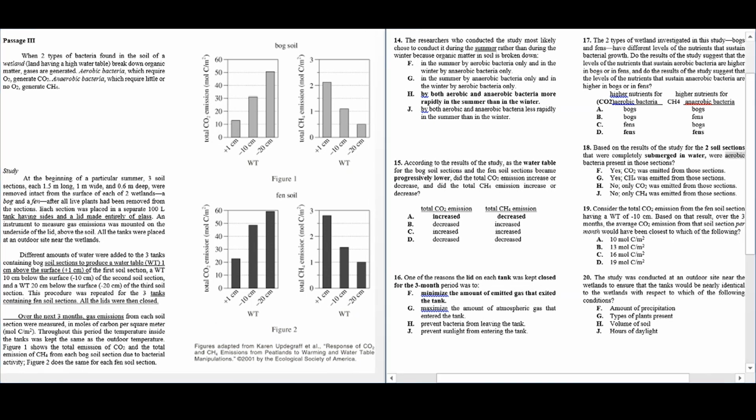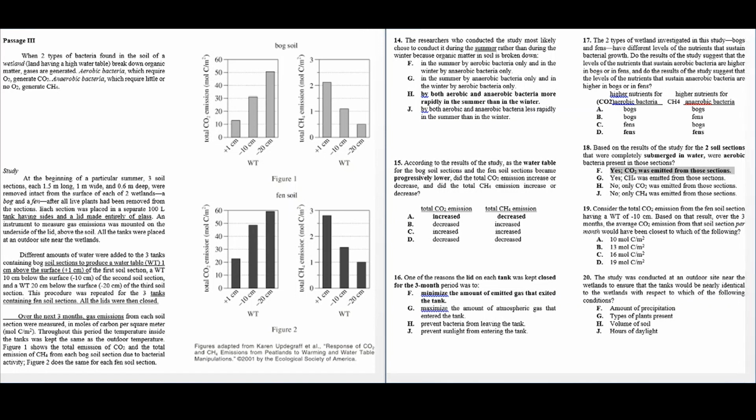Next, there's another keyword, aerobic, which tells us that we should be looking for measurements of CO2, as we noted in question 17. So if we look at the graphs of CO2 and the water table plus 1 centimeter, we see that CO2 was emitted in both cases, which we can reason is most likely done by aerobic bacteria. We assume that there were aerobic bacteria present, and our reasoning is because CO2 was emitted from those sections, corresponding to answer F.